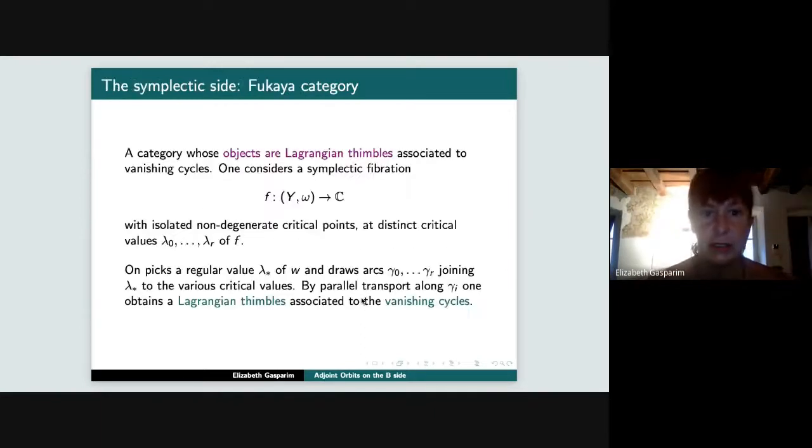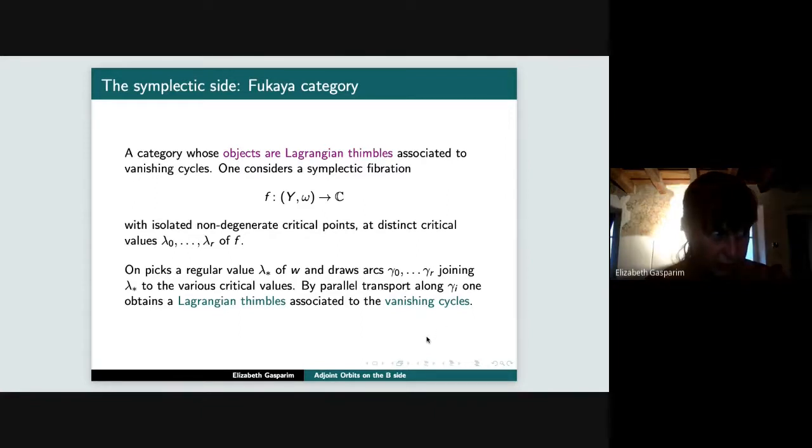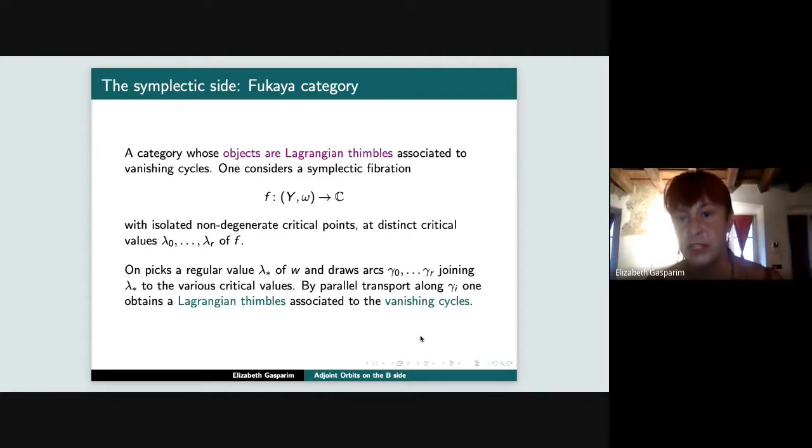So let's see. On the Fukaya side, so on the symplectic side, our objects were Lagrangian thimbles and vanishing cycles. What are the corresponding things on the complex side? So the corresponding things to the vanishing cycles will always be vector bundles or sheaves.